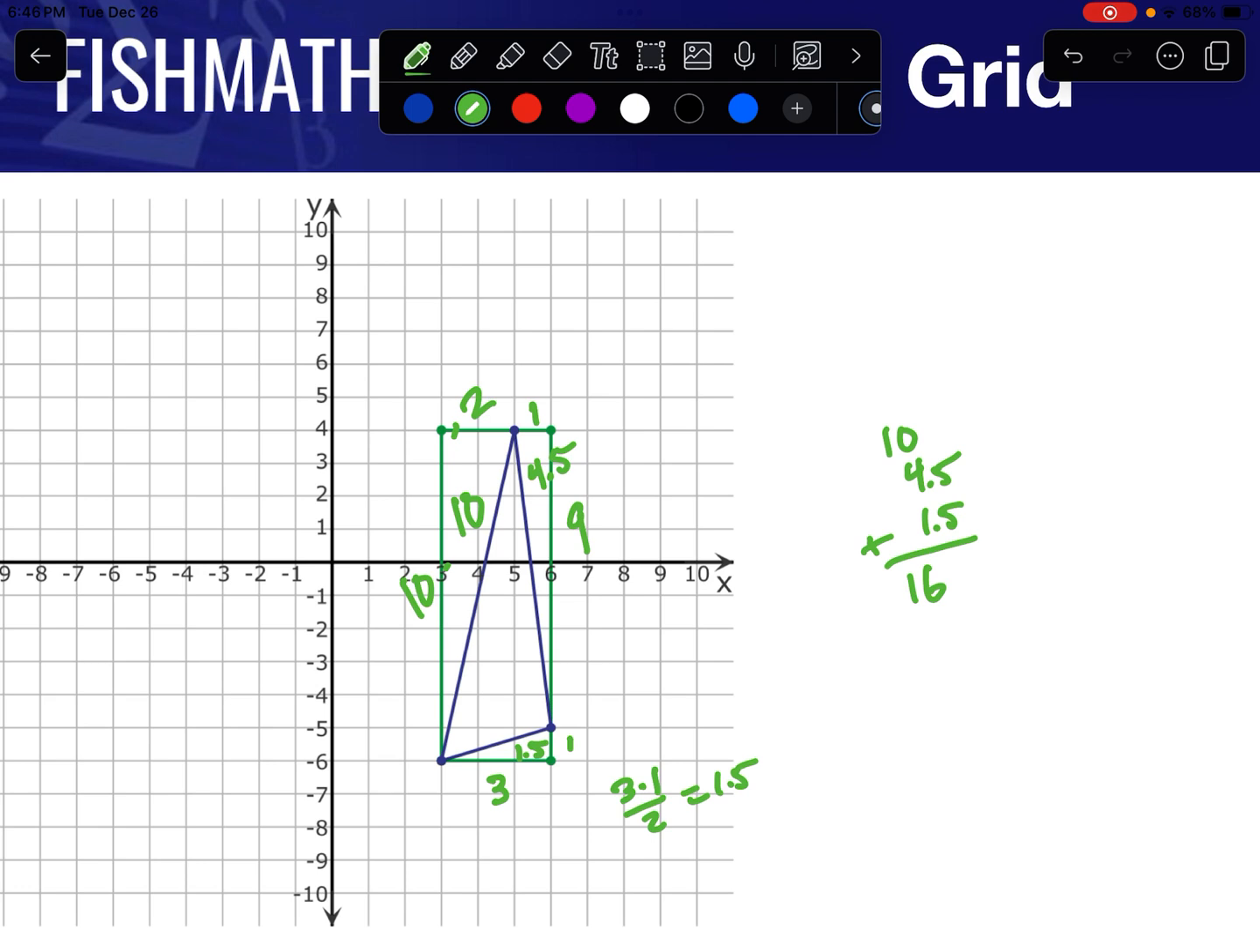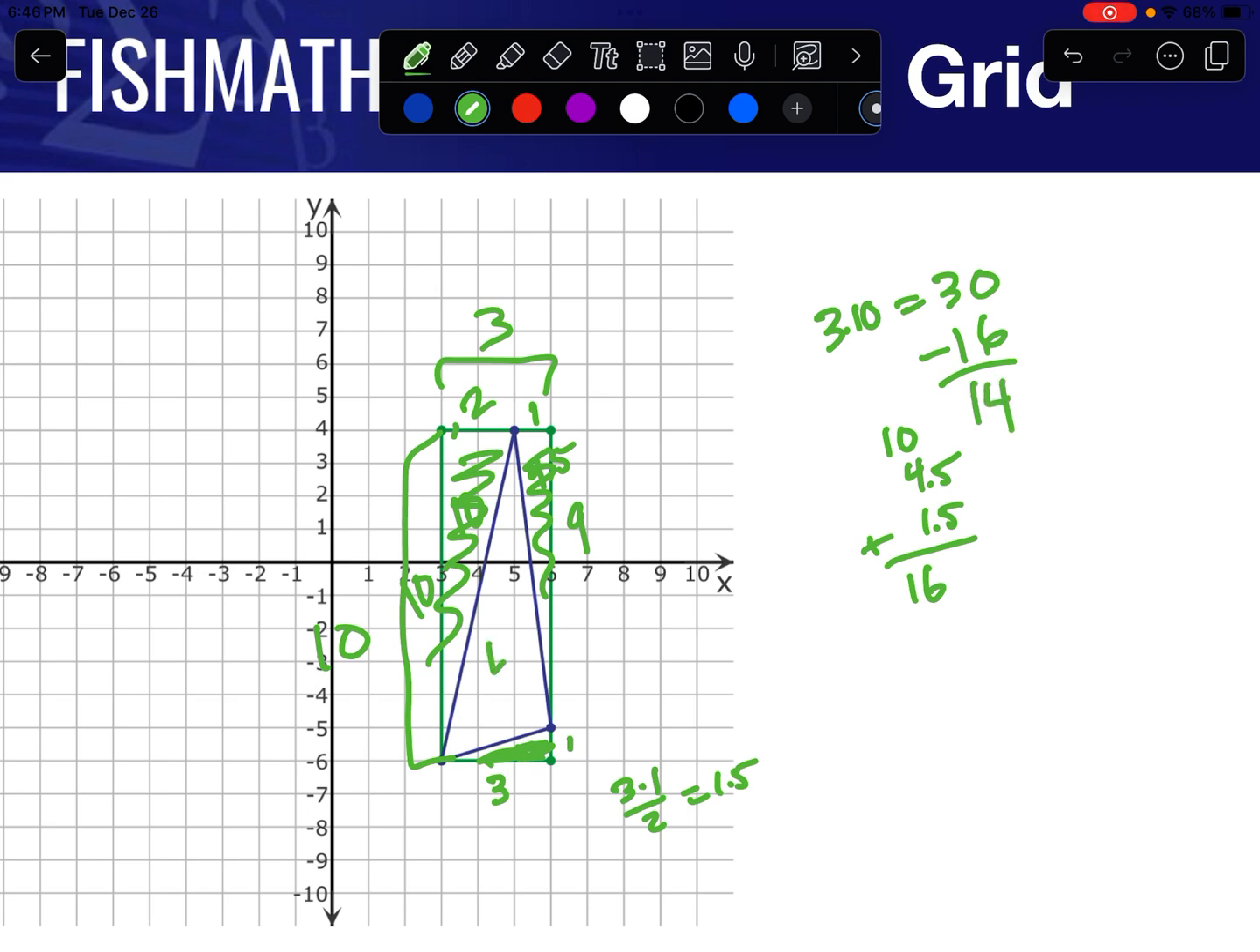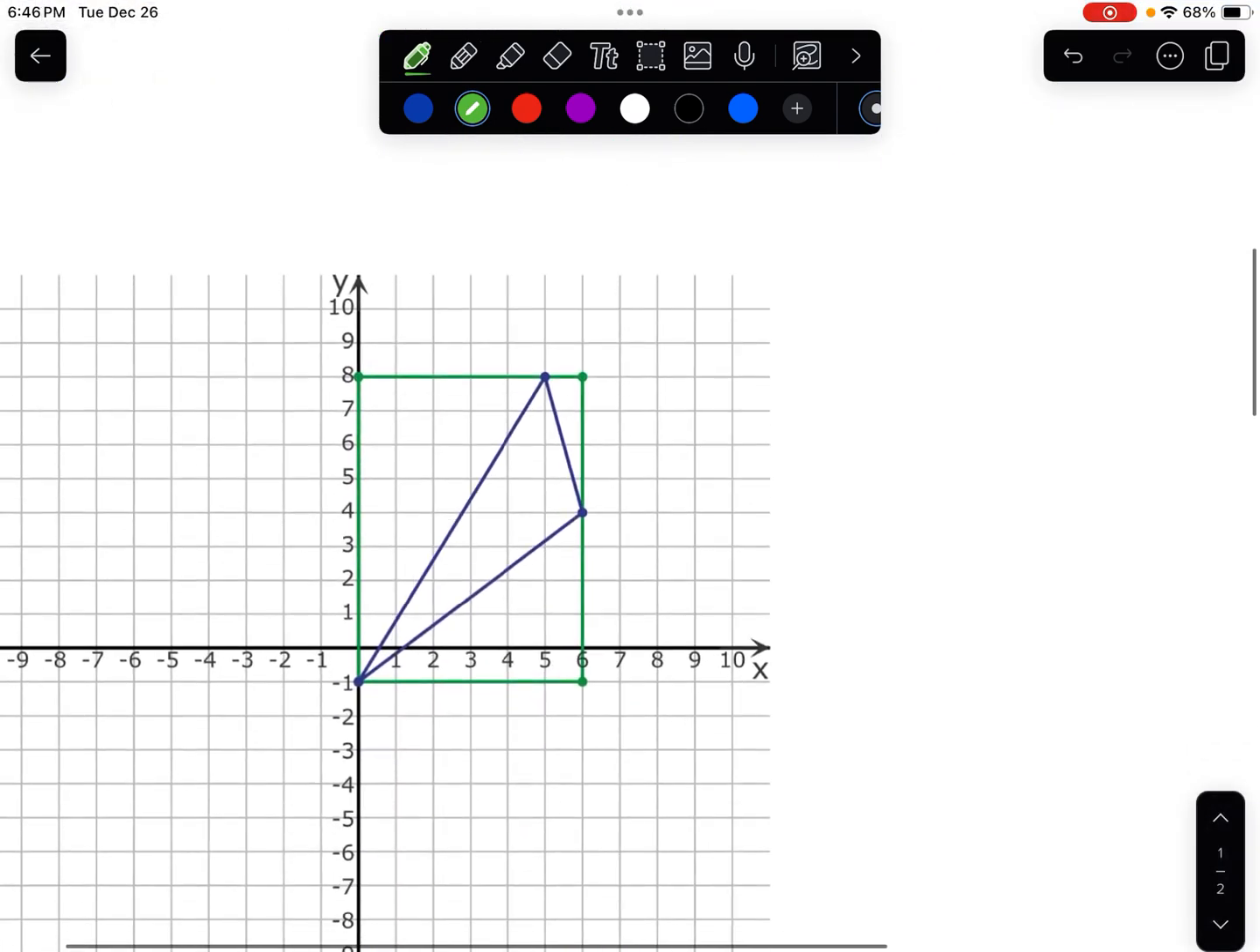And then we're going to look at the whole rectangle all together. So the whole rectangle would be 3 by 10. So the whole rectangle is 3 times 10, which is 30. So to get the blue area, we're going to take away all these corners. Take away the 10, the 4.5, and the 1.5 away from the 30, aka take away 16 from 30, and you get what's left. So the area inside of this triangle is 14. And that's how we're going to do all of these using what's called the framing method.